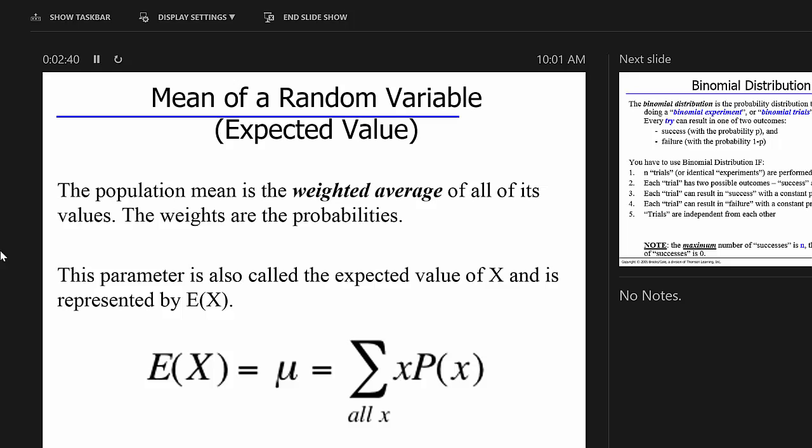Well, what's even better than having a population is to know how the population is distributed. Knowing the distribution of the population beats everything, because out of the distribution, you can compute everything that you need to know.